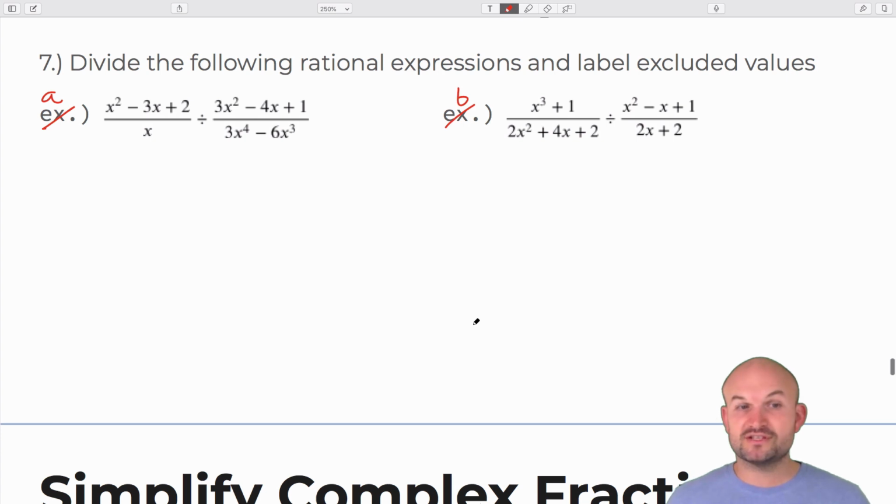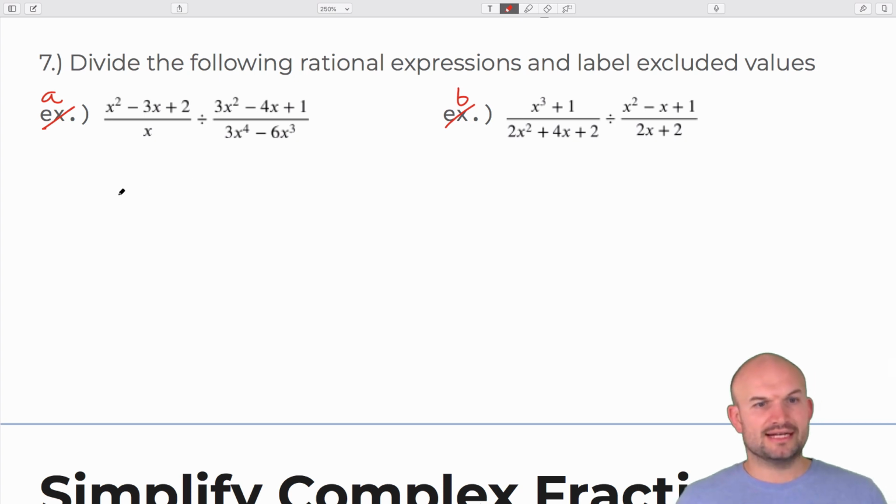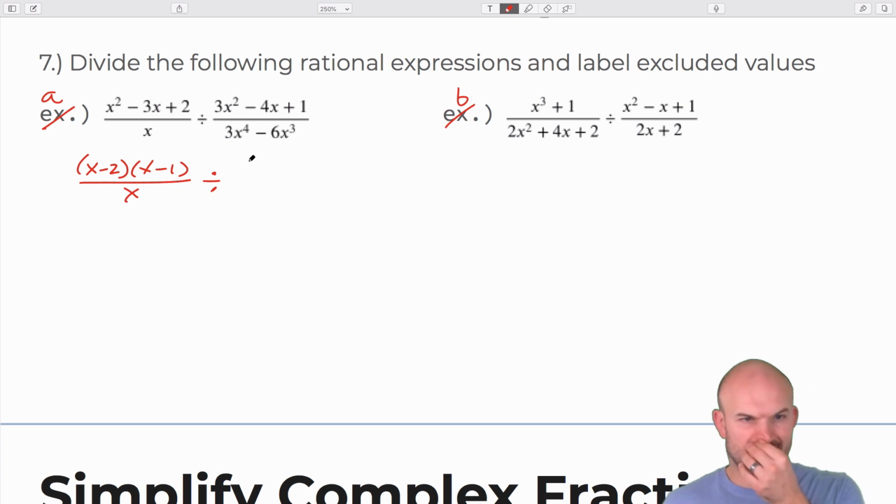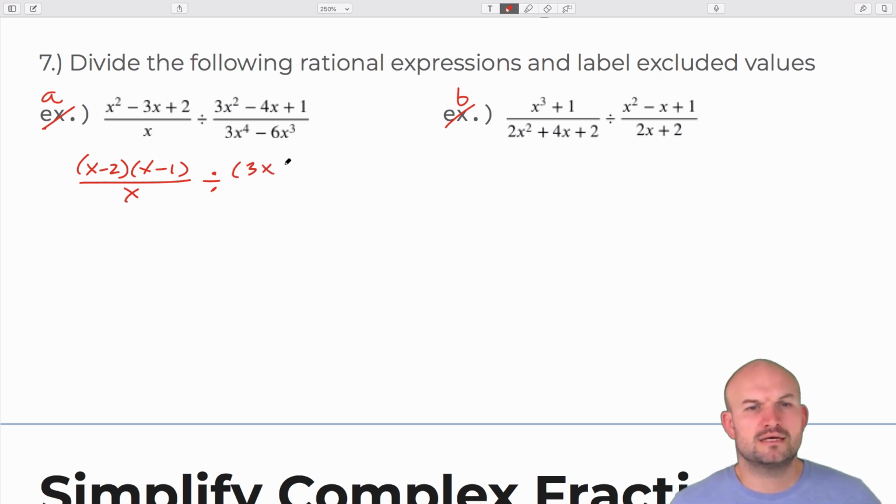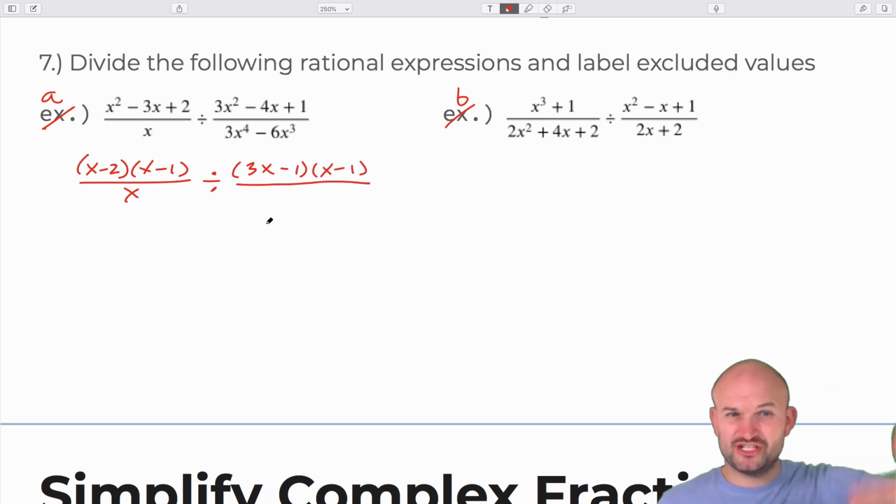All right, so the first thing we're going to do is let's just factor, factor, factor, factor, factor. So in this case here, I have an x minus 2 times an x minus 1 all over x, divided by, let's see here, that's going to be 3x. I think that's both going to be minus, right? Minus 1 and then x minus 1.